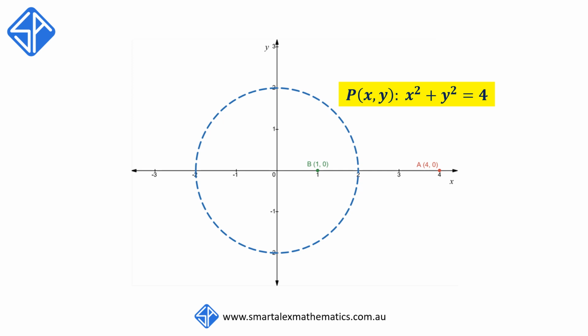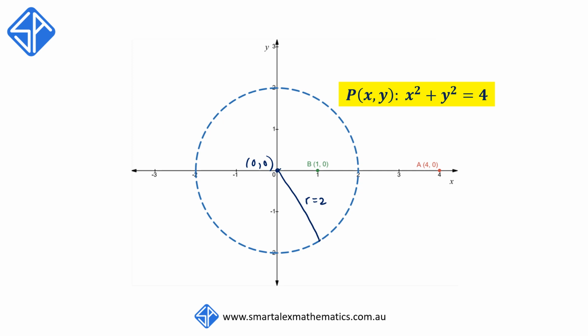So let's try to understand why our locus has got the equation x squared plus y squared is equal to 4. Recall that this equation is essentially a circle whose center is at the origin (0, 0) with a radius of 2. So our locus is the set of points that lies on the circumference of the circle. So remember we said that our point P moves in such a way so that its distance to the point A is always twice the distance to the point B.